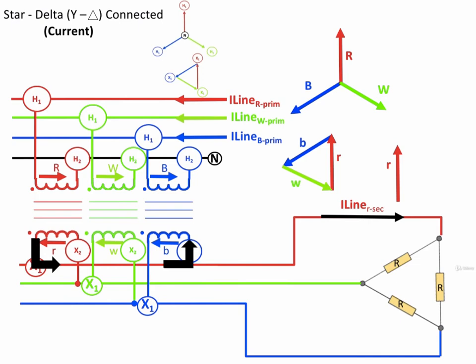So we have to subtract the blue phase current, and we know what the plus blue phase current is. The minus blue phase current is just 180 degrees from that. So these are the two phasors that make up the line current. All we need to do is connect them, and that will be the current that's flowing in the secondary of the line of the red phase.